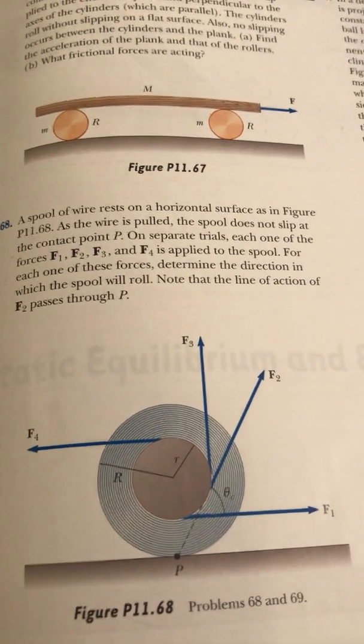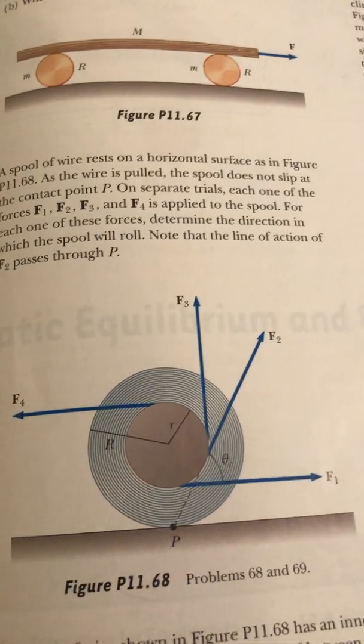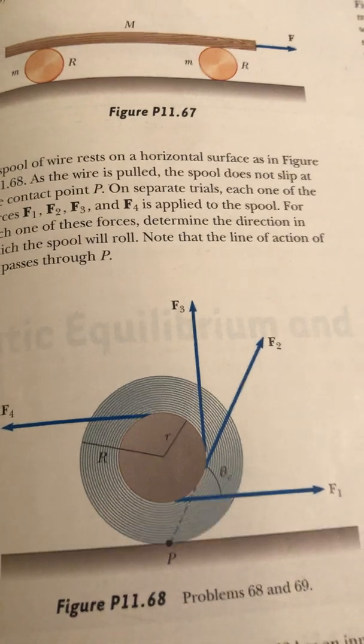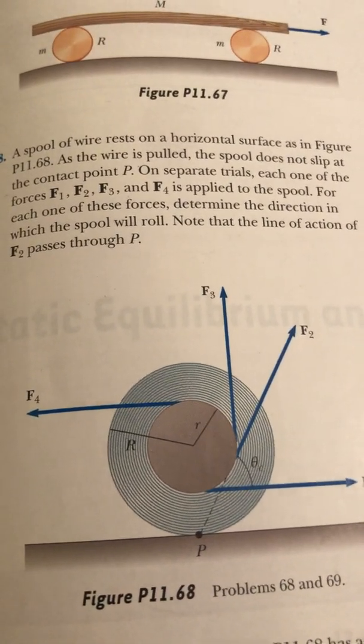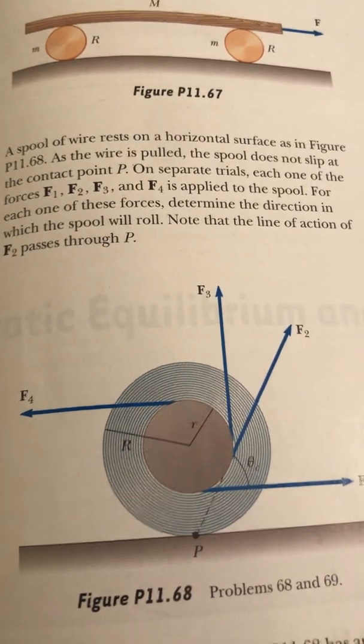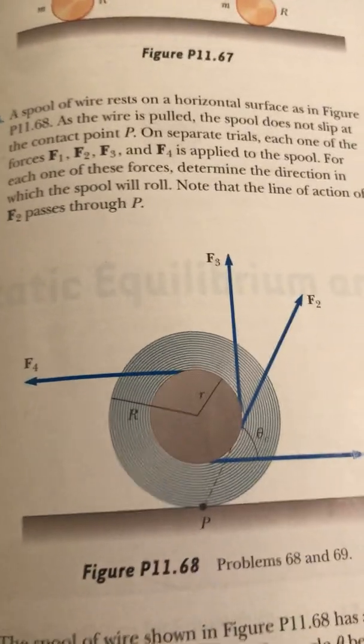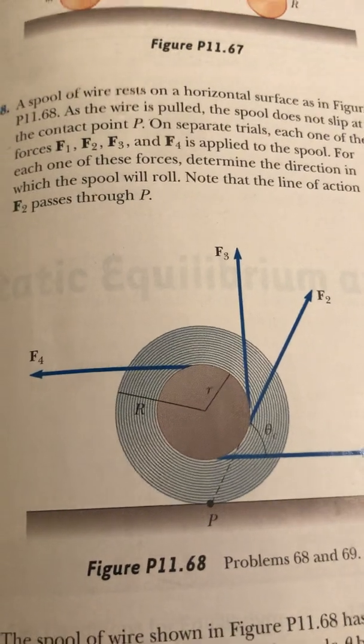As the wire pulls, so by the way, what is a spool? I hope you have seen a spool of thread. So it's got an outer, larger radius and then a smaller inner radius around which a string is wrapped. And so that's what we're doing here. We're just going to be pulling that string at different angles.